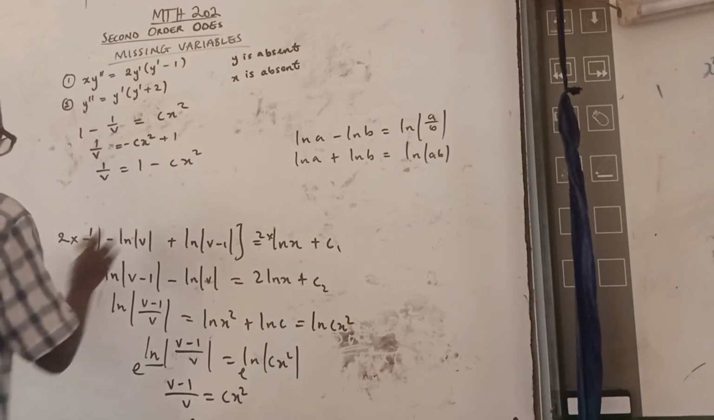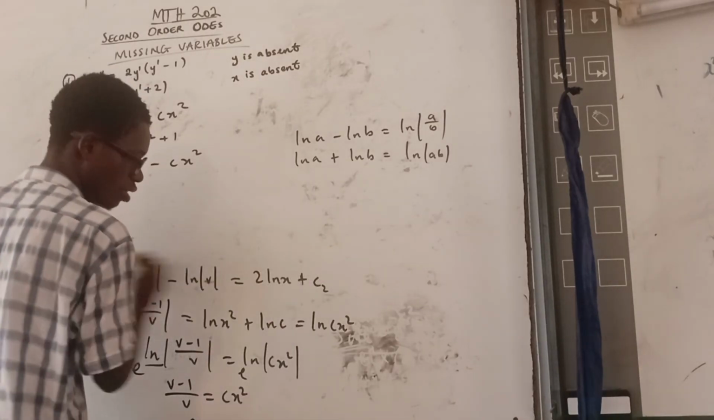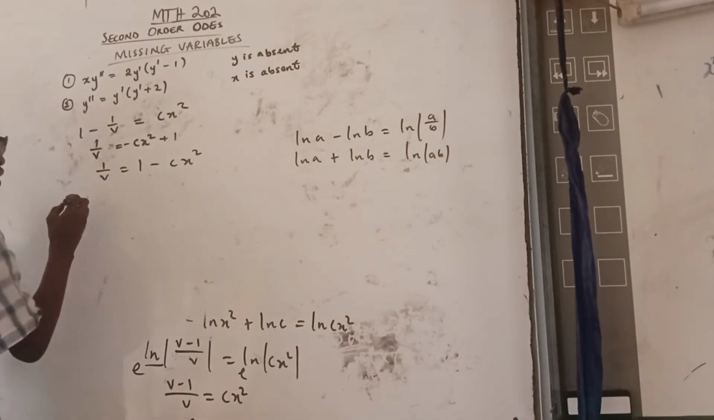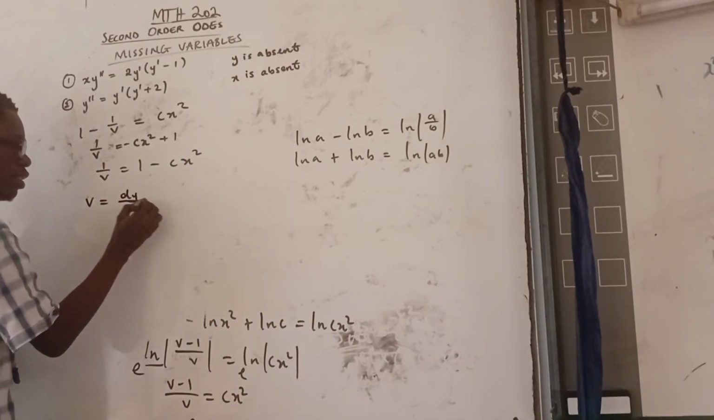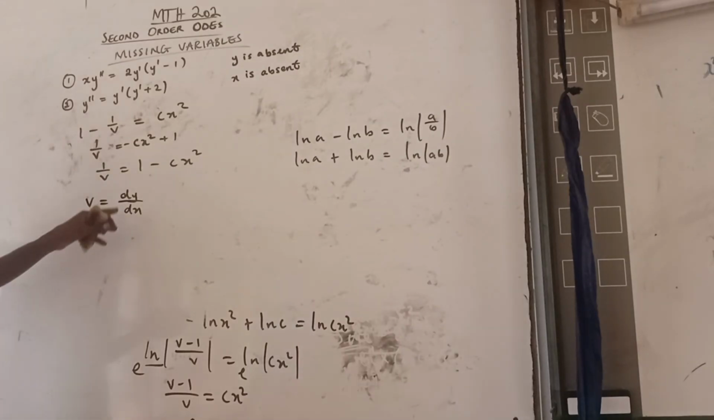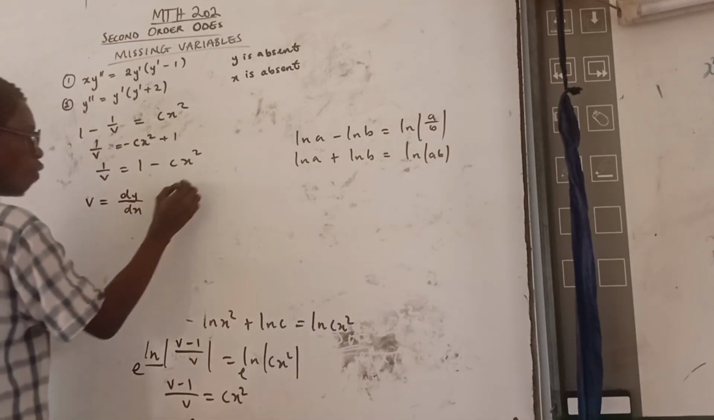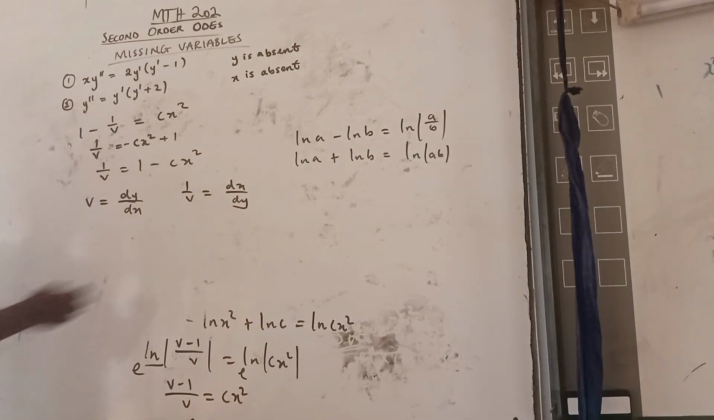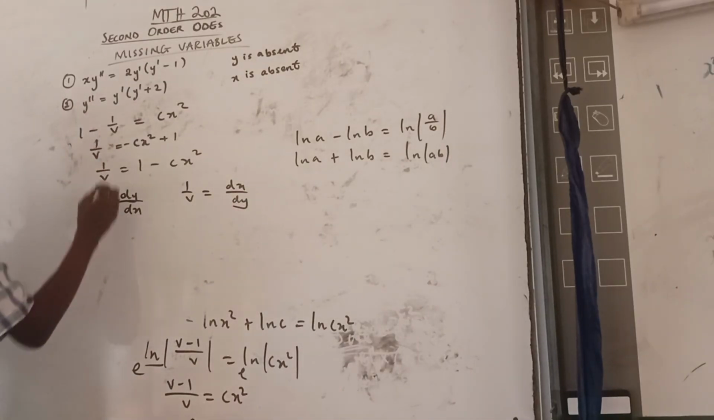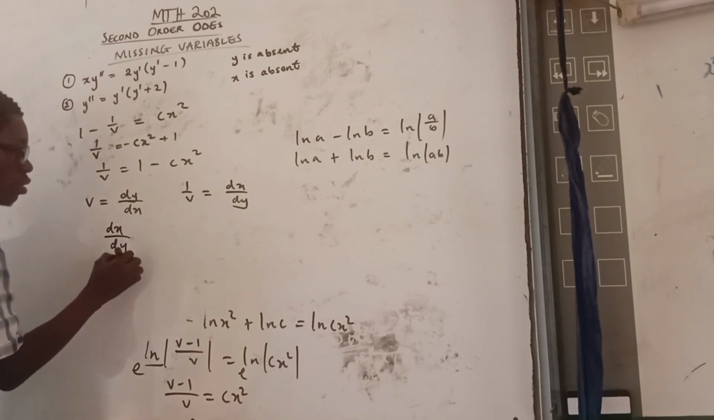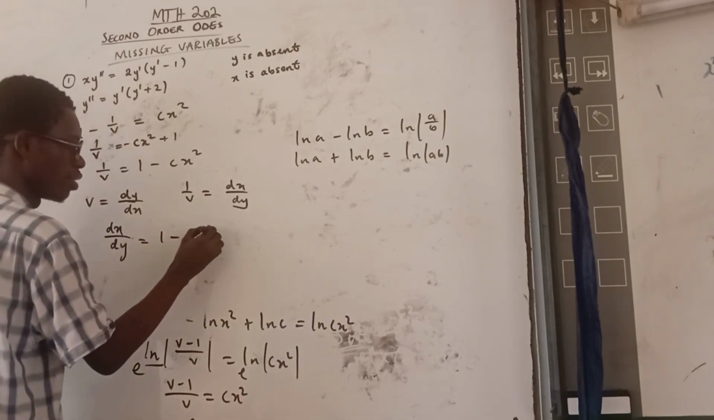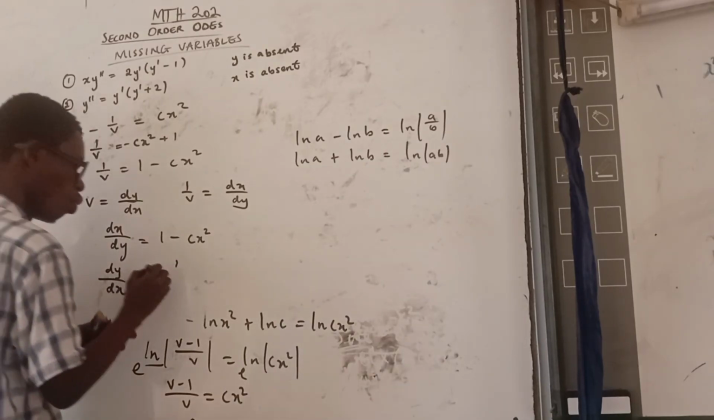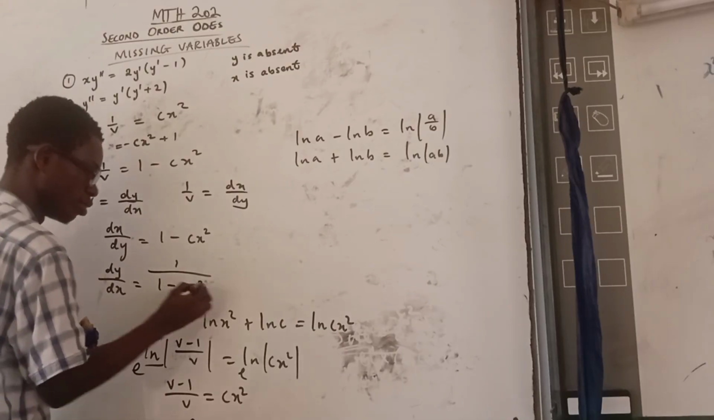Now don't forget, the most important thing you must not forget from the start: what is v itself? V is a function of x and y here. So v equals dy/dx, which means 1 over v equals what? dx/dy. So I can write this as 1 over v, which is dx/dy, equals 1 minus cx squared. So dy/dx equals 1 over (1 minus cx squared).